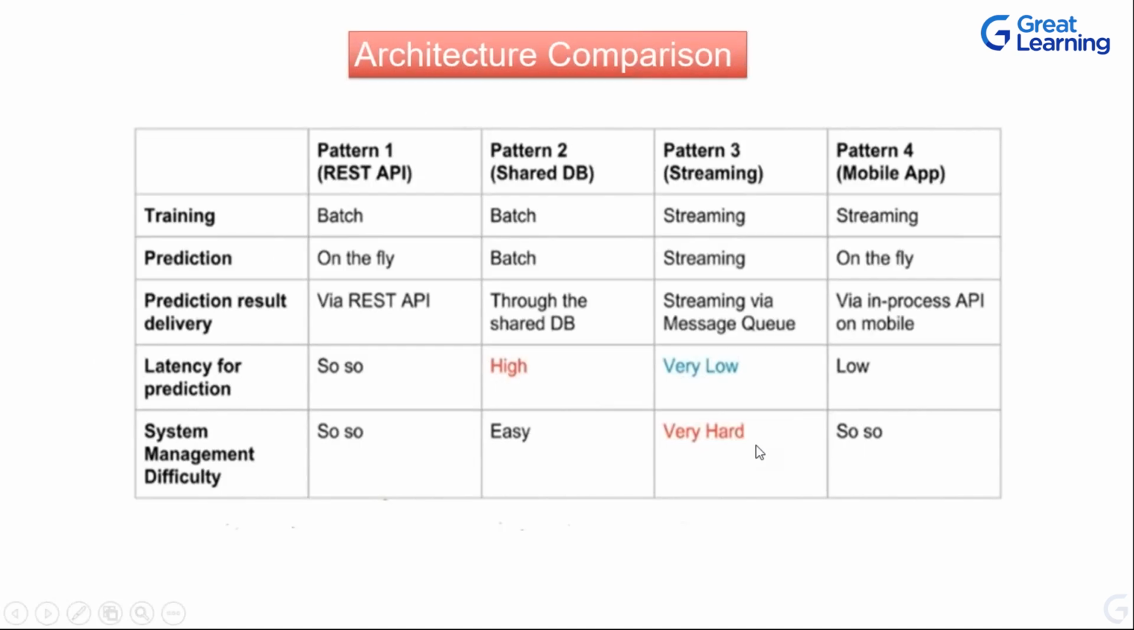Now, this diagram gives you a broad overview of all possible ways in which a model could be deployed. Okay. Now, we will read this table from a column perspective. So we will say what is pattern 1, what is pattern 2, pattern 3, and pattern 4. These 4 patterns in which a model could be deployed have been compared against training, prediction results delivery, latency for prediction, and system management difficulty. Okay, I hope you're clear in terms of how the table needs to be read.